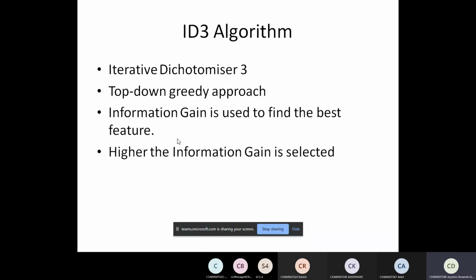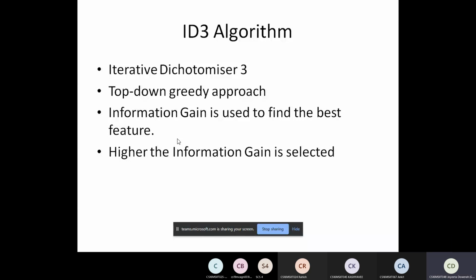So next is the ID3 algorithm. It generally refers to the Iterative Dichotomizer 3 tree algorithm. It follows a top-down greedy approach, which means that we start building the tree from the top, and a greedy approach means that at each iteration we select the best feature at the present moment to create a node. So the ID3 algorithm selects the best feature at each step while building a decision tree.